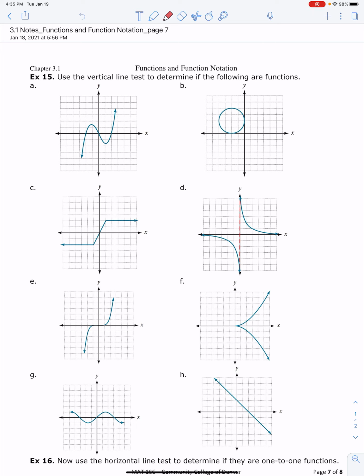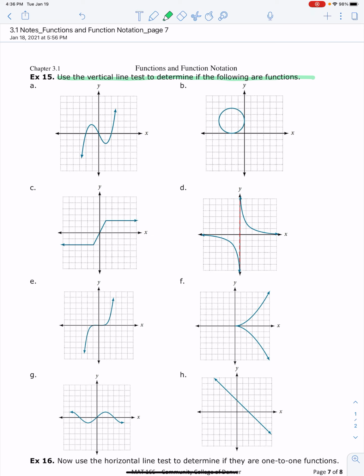3.1 Notes, Functions and Function Notation, page 7. So the previous page talked a little bit about the vertical line test. And so example 15 up here, and let's use a different color, asks us to use the vertical line test following our functions. So the vertical line test says that each x must have only one y.